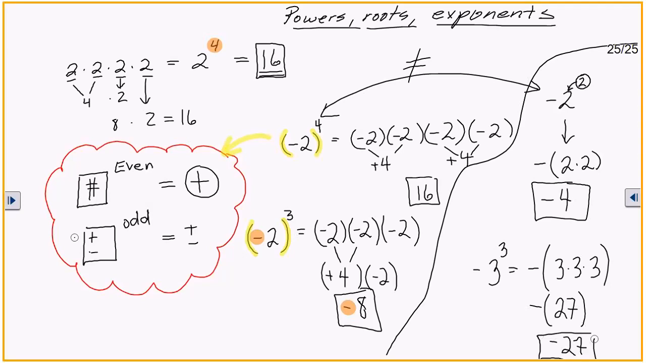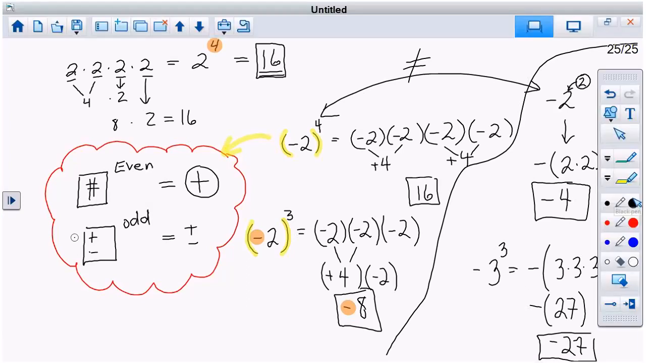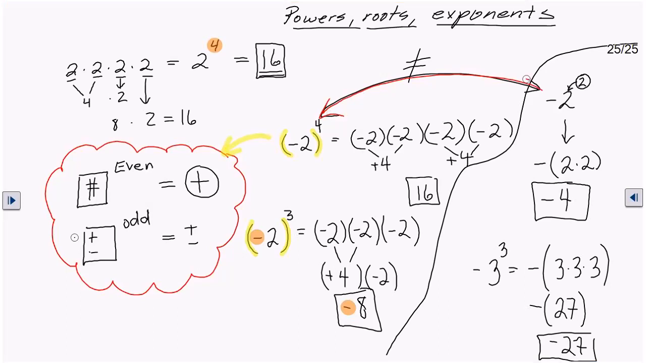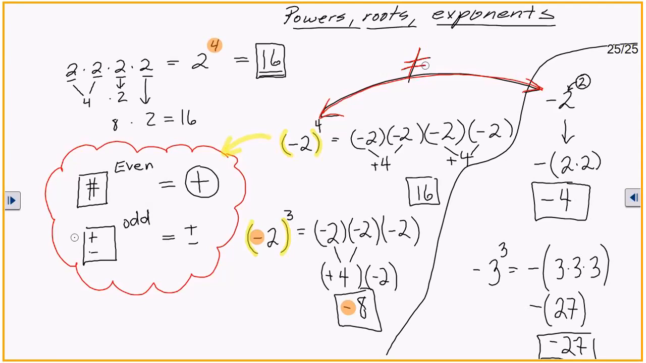So, whenever I start exponents, I always make sure that students realize that these two are not equal. These two right here are two different animals. So you need to make sure you understand that. If the negative is in the parentheses, that means this rule applies over here. If the negative is not in parentheses, that means you just put the negative out in front of the number.